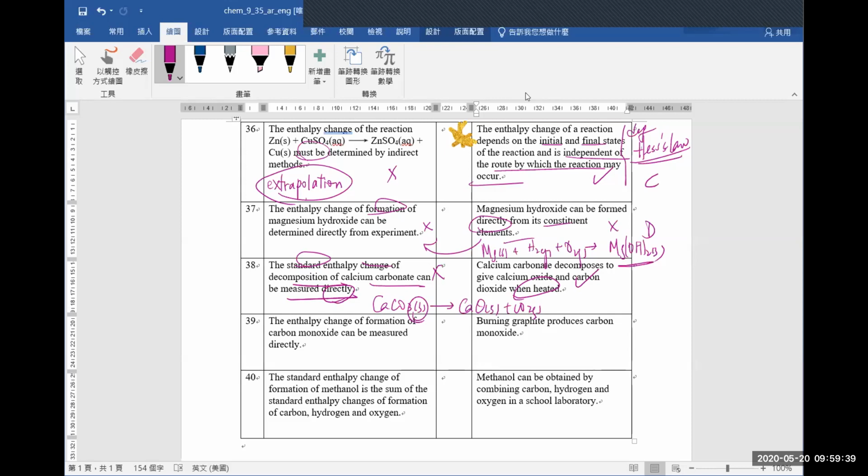Second, we've got the second reason. Can you see the second statement? When heated. So which means that the reaction for this decomposition of calcium carbonate cannot go by its own. You need to apply heating to it in order to make the decomposition of calcium carbonate happen, right? So it's cross and tick. It's C. Do you understand?